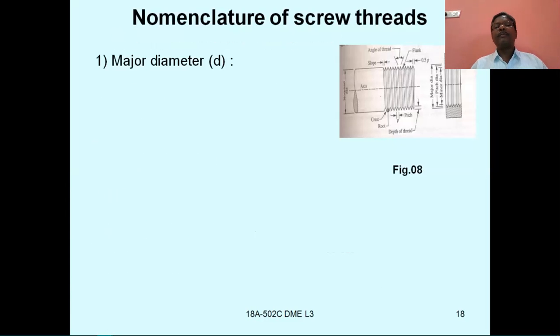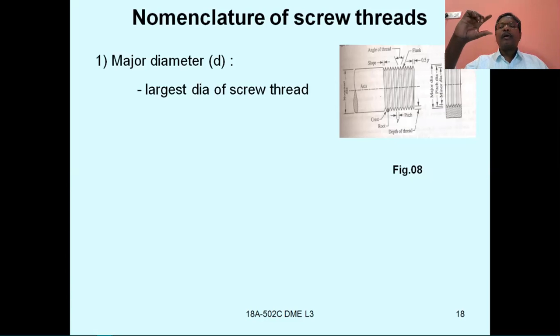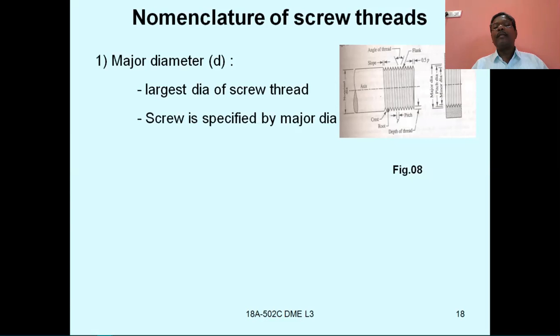Major diameter, which is represented by small letter d, is the largest diameter of the screw thread. That means this is the crest to crest distance. It is the distance from crest to crest diameter, right? And it is represented by d. The screw is specified by the major diameter. This is also called the nominal diameter. Major diameter or nominal diameter is used to specify the screw thread.